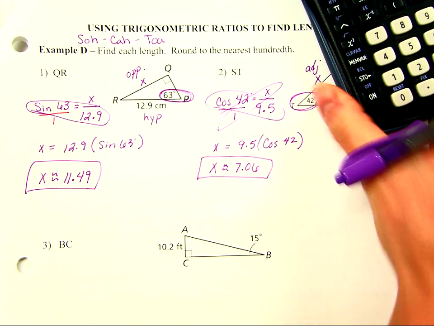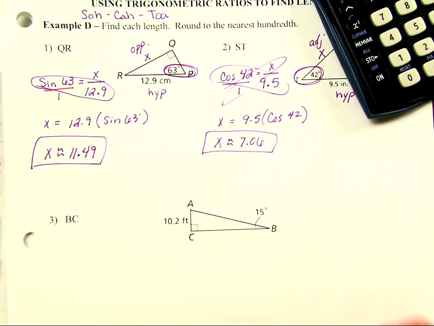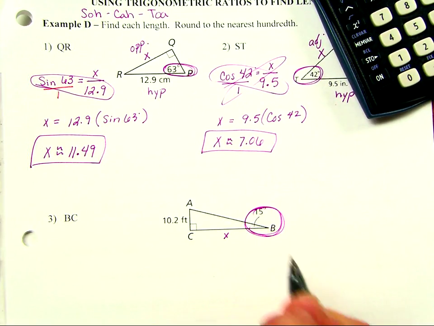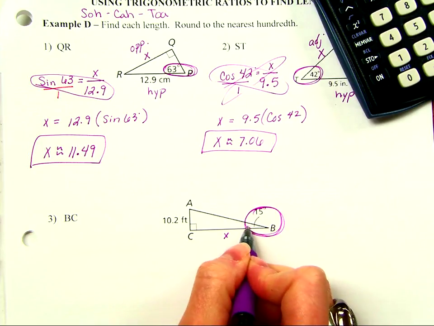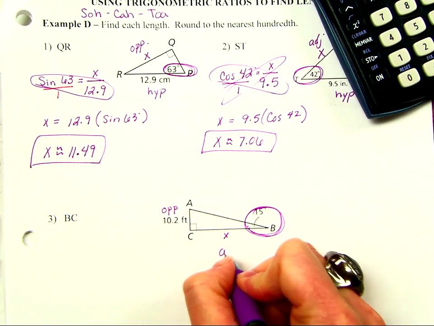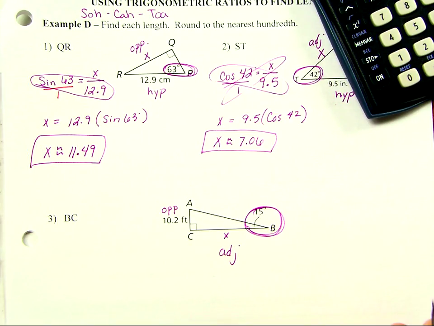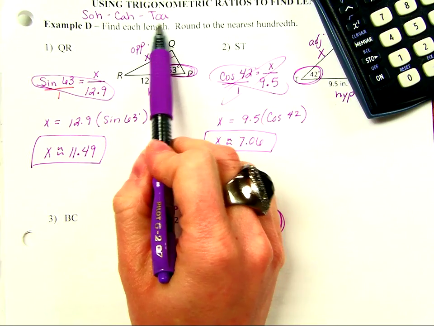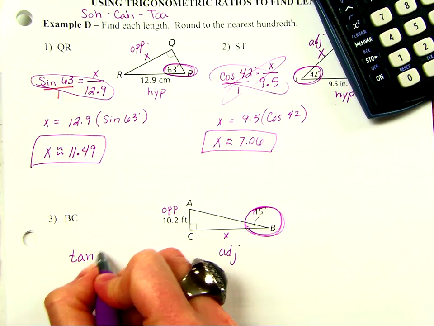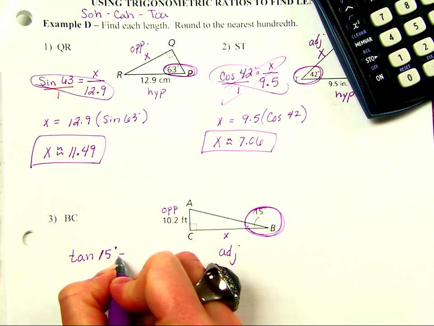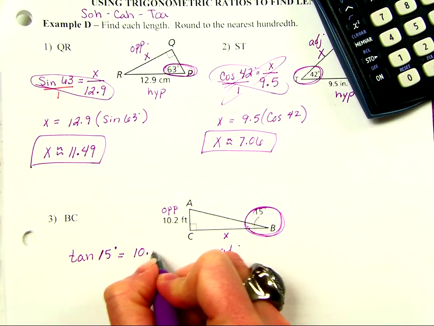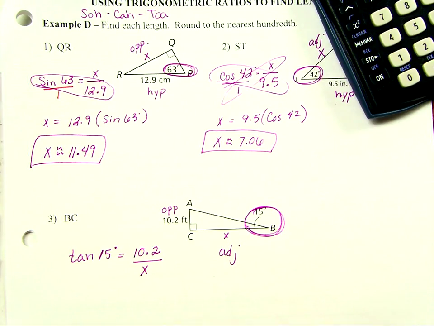Okay, last one. Question 3, they are asking me to find side BC. I have my 15-degree angle here that I'm going to work off of, and here I can see the 10.2 is my opposite side, and x is my adjacent side. Opposite and adjacent, I can see T for tangent. So as I set that up, the tangent of 15 degrees is equal to, and we have to be careful of our order, the opposite over the adjacent.